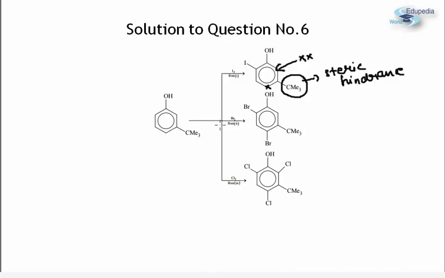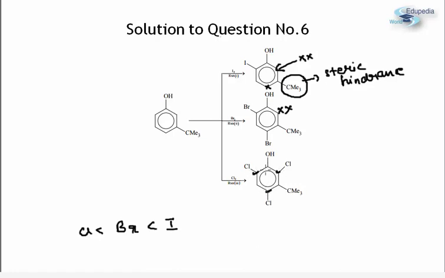Br2 is relatively smaller than iodine, because as we all know, the order of size between chlorine, bromine and iodine is that Cl is smaller in size than Br, and Br is smaller in size than iodine. So with Br, some amount of substitution can happen at this place, but again at this position we are not going to get any substitution because of the steric hindrance of this CMe3 group. And finally when we come to chlorine, since chlorine is the smallest in size, we are going to get substitution at all the three ortho, para and ortho positions.